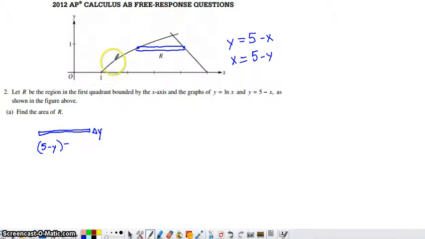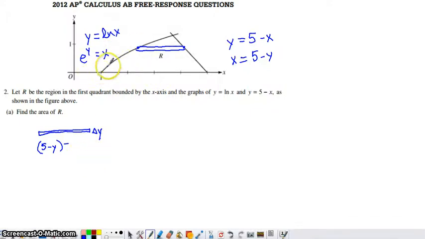Well, the smaller x is always on this graph. Now we know that this graph has a y value, y equals natural log of x. What would this be given as an x value? Well, if we wanted to solve for this x, we're just going to have to exponentiate each side to solve for x. So we're going to get x equals e to the y.